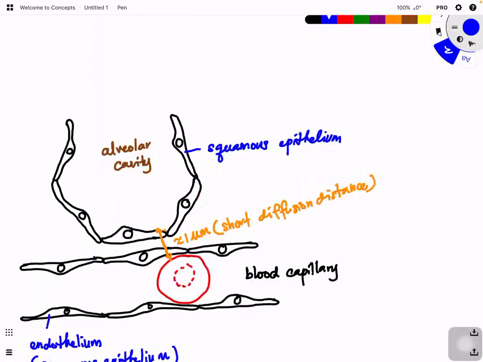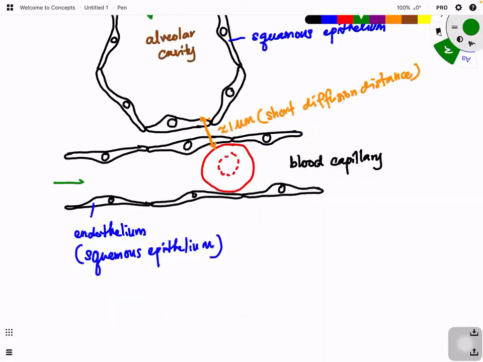And don't forget, we always have the ventilation, so bringing in fresh air. Fresh air contains high O2, and we get rid of CO2. Same, the blood will be high in CO2 but low in terms of O2. So that means O2 diffuses into the blood capillary, and CO2 diffuses out, okay, from the blood capillary into the alveolar space.